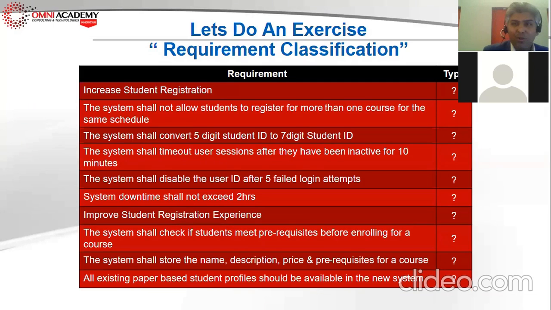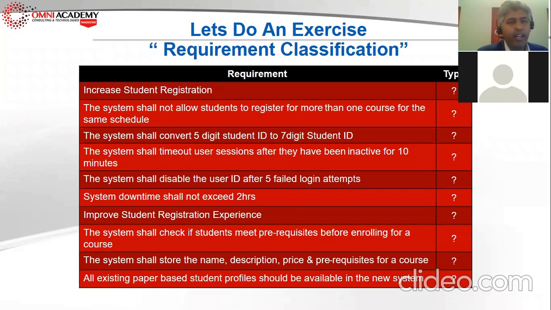The second requirement. Okay, you have to respond to my question only. If you go ahead and start answering others, I'm not responsible. All right. The second thing coming your way: the system shall not allow students to register for more than one course for the same schedule. Which requirement is it? Business, stakeholder, functional, non-functional? All right, not a business requirement. Yes, of course, the solution functional requirement.